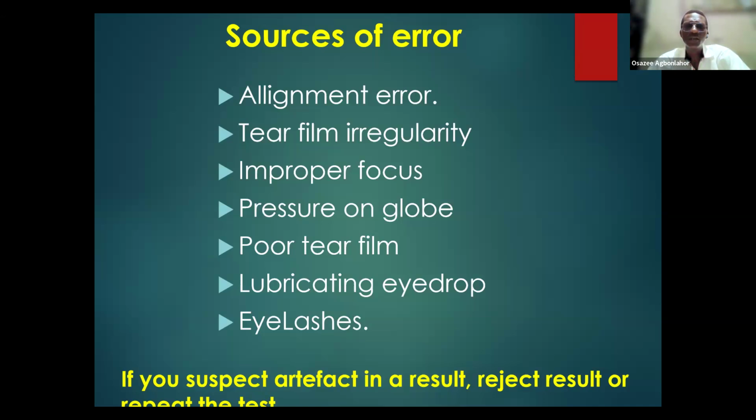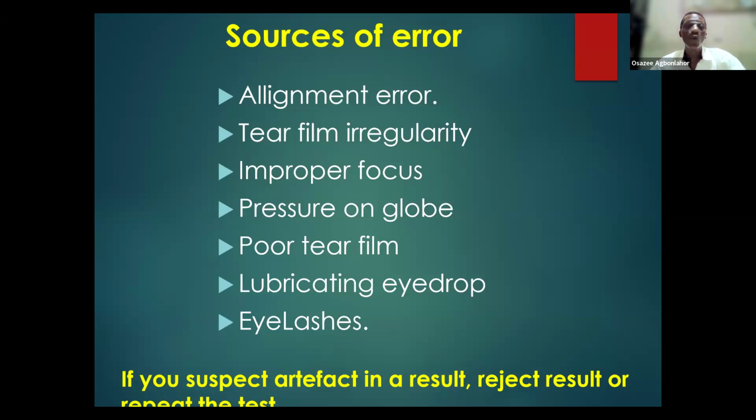Of course, improper focus is another error. Pressure on the globe can give you error, and can make the cornea too steep or too flat, depending on how the pressure is applied. Poor tear film, just like we mentioned earlier. Lubricating drops: if you don't put enough lubricating drops, you may not get the right result, because what you are looking for is the smoothness, for the machine to capture the smoothness of the cornea, so you ensure that the cornea is as smooth as possible.